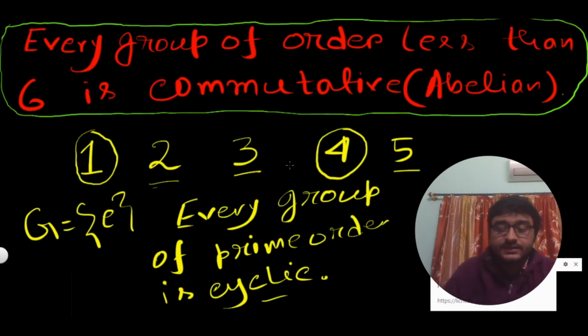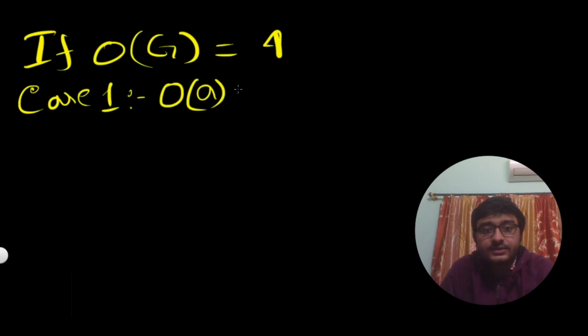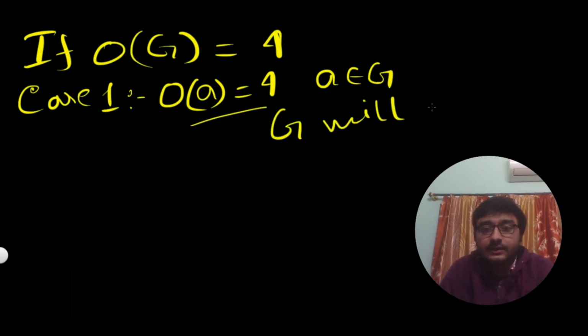So let's try to show this. If the order of the group is 4, then we have two cases. Case 1: if we have an element A belonging to G with order of A equal to 4, then the group will be abelian, because the order of the element is the same as the order of the group. If we have an element in a group G whose order is the same as the order of the group, then the group is abelian. So for case 1, the group G will be abelian.